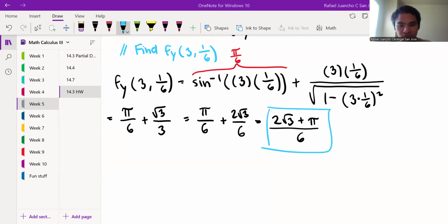This is 2 over 6. This is 2 square root 3. I add a pi. Okay, let's hope I get it. Nice, got it.